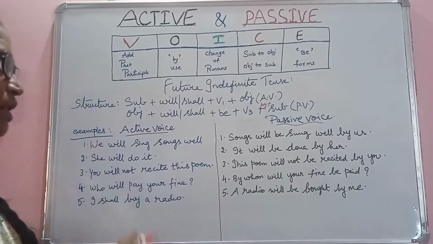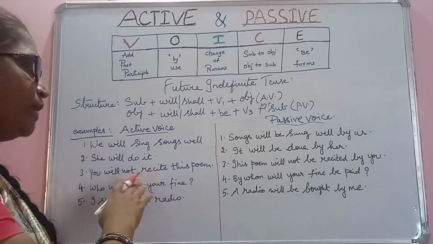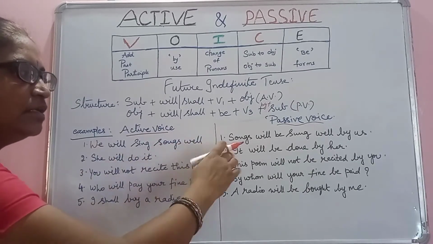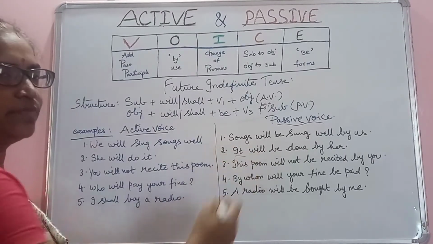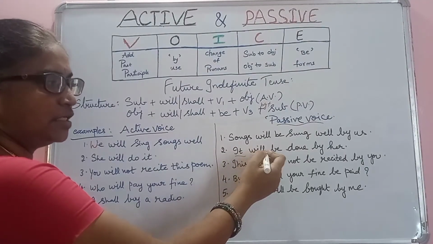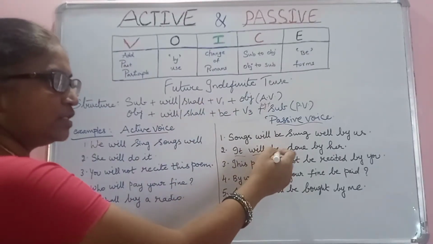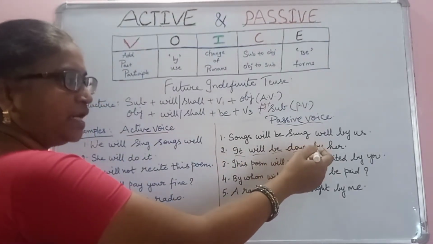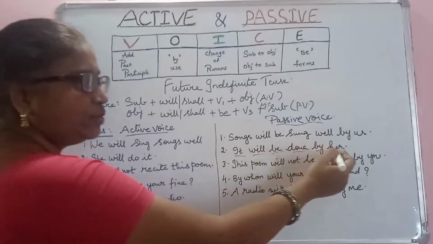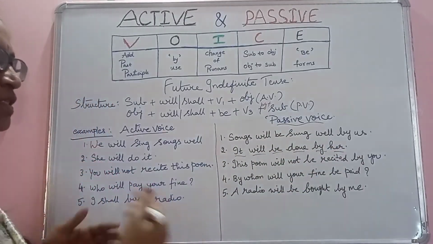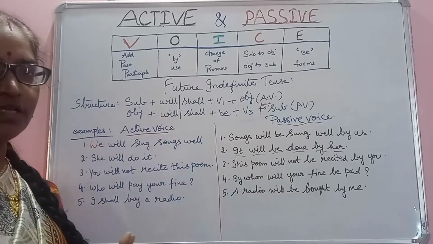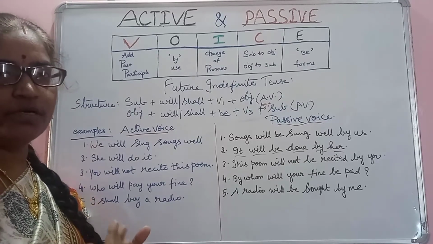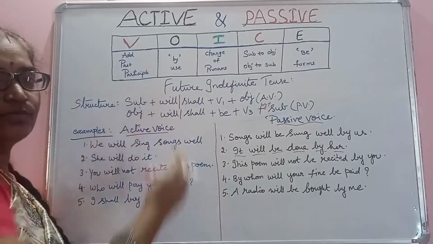Next, she will do it. When you have this sentence, subject and object are exchanged, and will be is used in the future indefinite tense we are going with, and do has changed into done, and by is followed, and she changed into her. Okay, this will be very easy when you know the structure. You should get that structure into mind in a proper way, and identification of the sentence is more important.